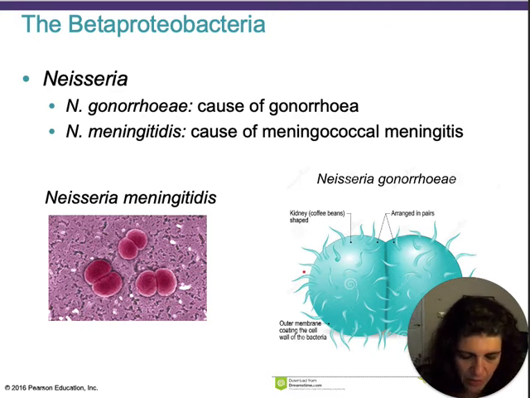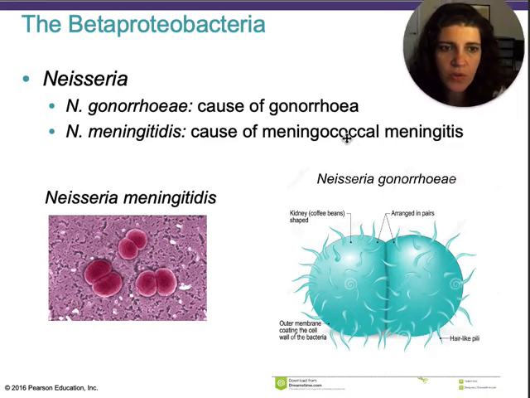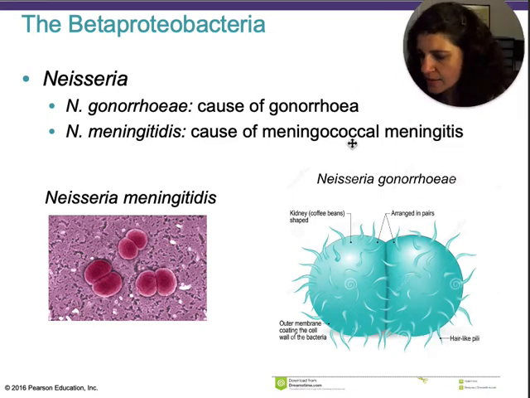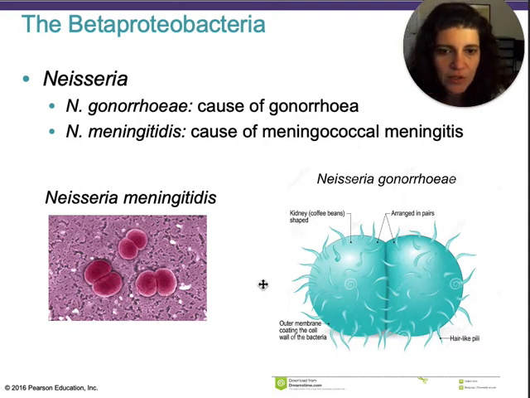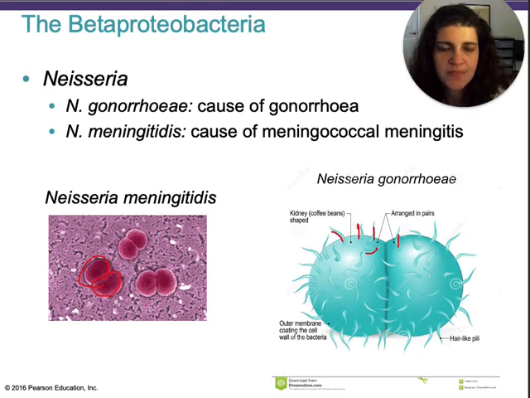Now we're going to talk about Neisseria. So now we're talking about beta, right? So Neisseria can mostly cause gonorrhea and meningococcal meningitis. And Neisseria, look at that. They're diplococci. It's two cocci together in both cases, the meningitis and the gonorrhea. The difference is that the gonorrhea has a lot of pili. You see all these little hairs, and that's not what you see in the meningitis.